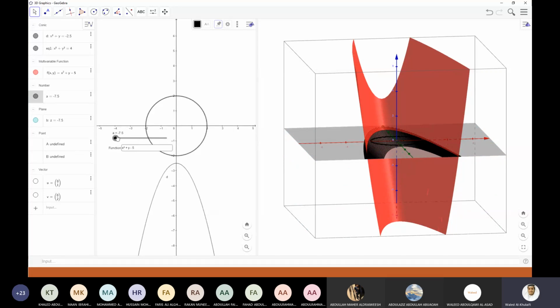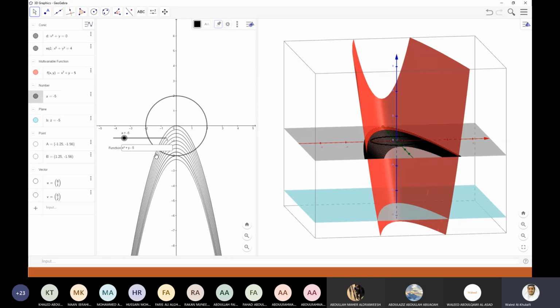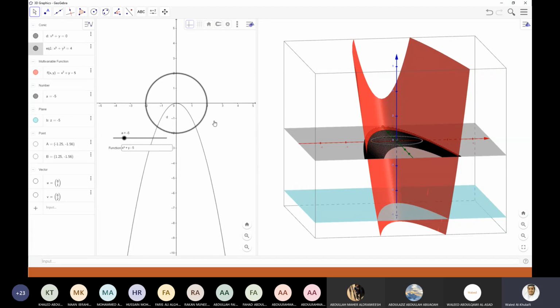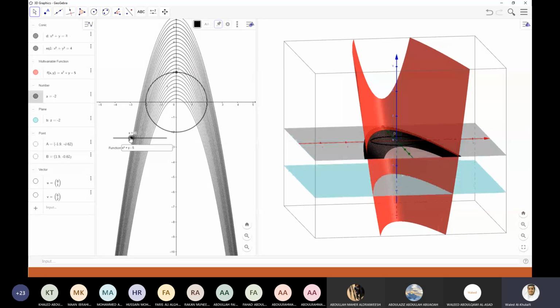But there is an important thing, guys, to pay attention to. When the parabola intersects with the circle, I will find the minimum and maximum values at the intersection point between the circle and this level curve. So every time I make a copy, I will intersect it with this circle.